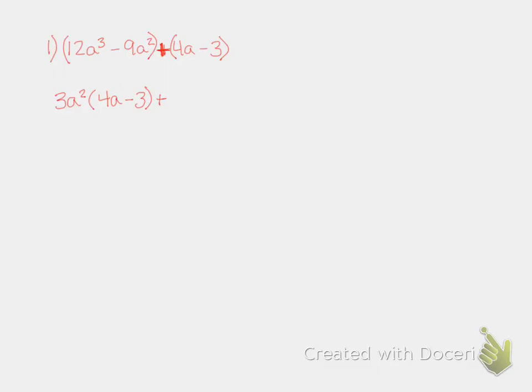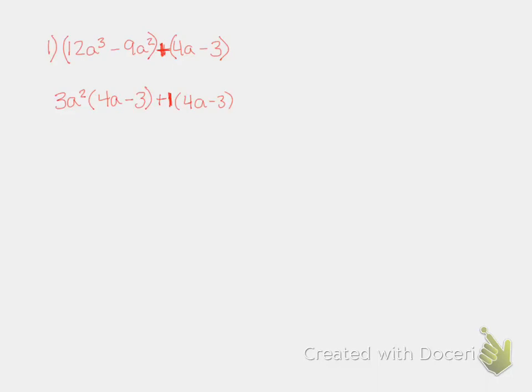Plus, and then look at 4a minus 3. Can you factor out a greatest common factor? Well, no. So it's going to stay 4a minus 3. Now, right here in front, there is an invisible 1.